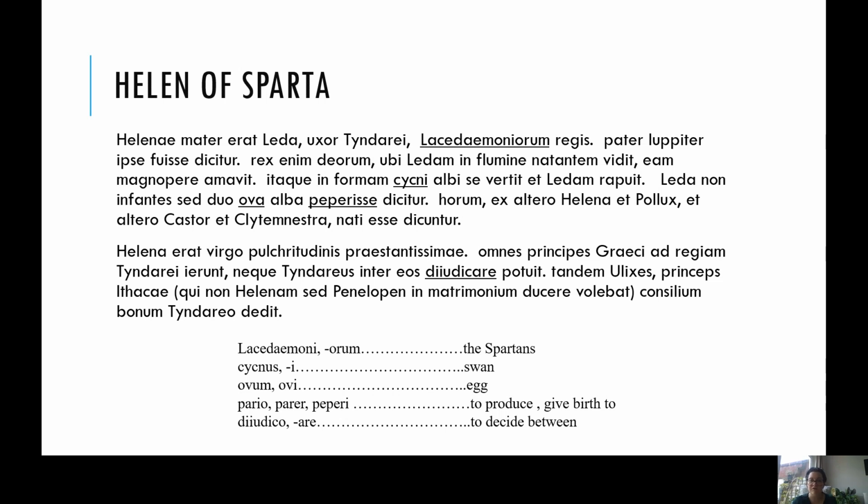Pater Iuppiter ipse fuisse dicitur. Jupiter himself, that's where Iuppiter ipse, dicitur is said, fuisse to have been, pater, her father.